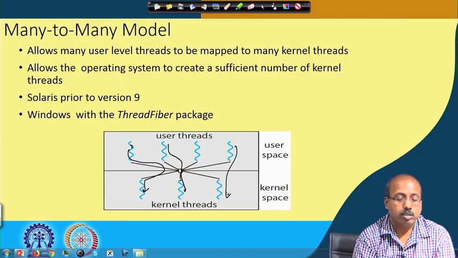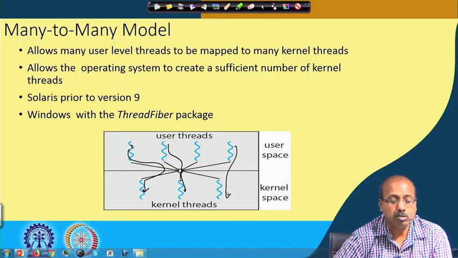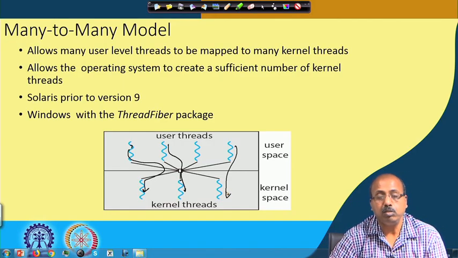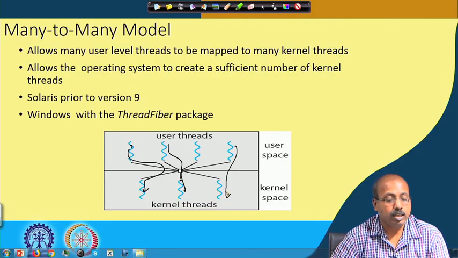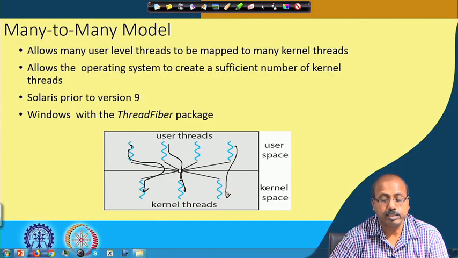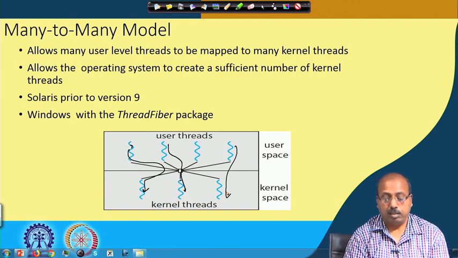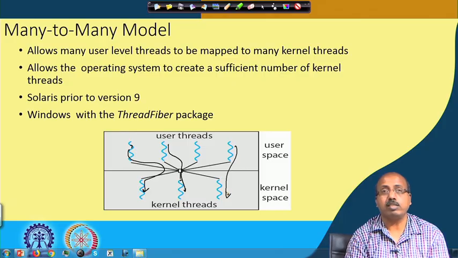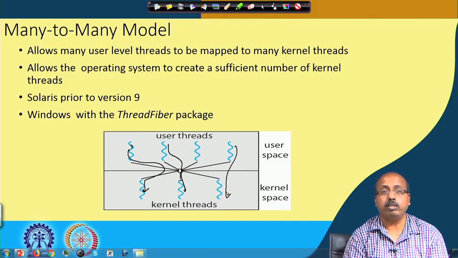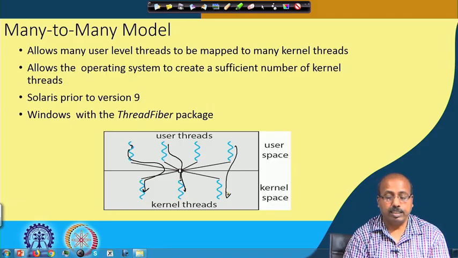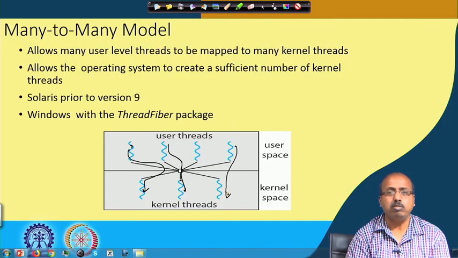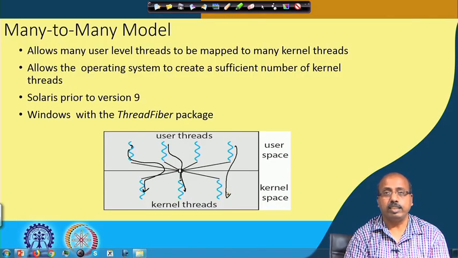If a kernel thread is free and any user thread makes a system call, it will be taken up by that thread. So, it allows many user level threads to be mapped to many kernel threads, and allows the operating system to create a sufficient number of kernel threads. Now the OS designer is a bit safe, because unlike the one to one mapping, where whenever a user thread is created one kernel thread is created, or the many to one mapping, where only one kernel thread is there for a group of user threads.